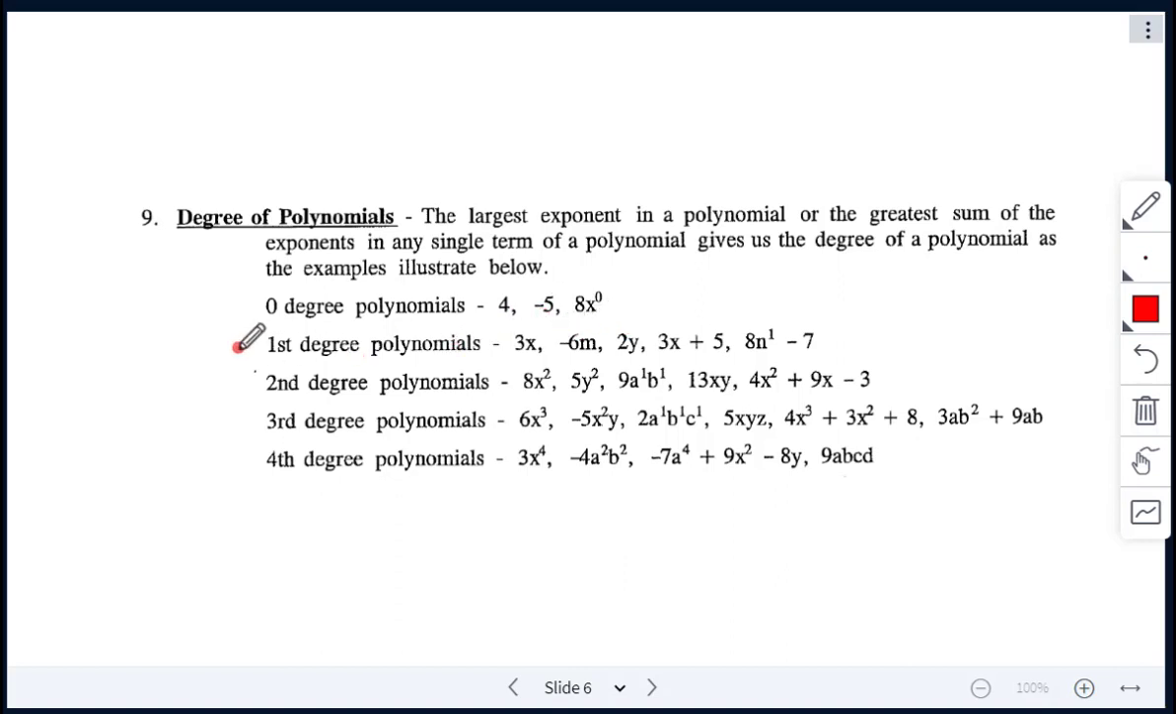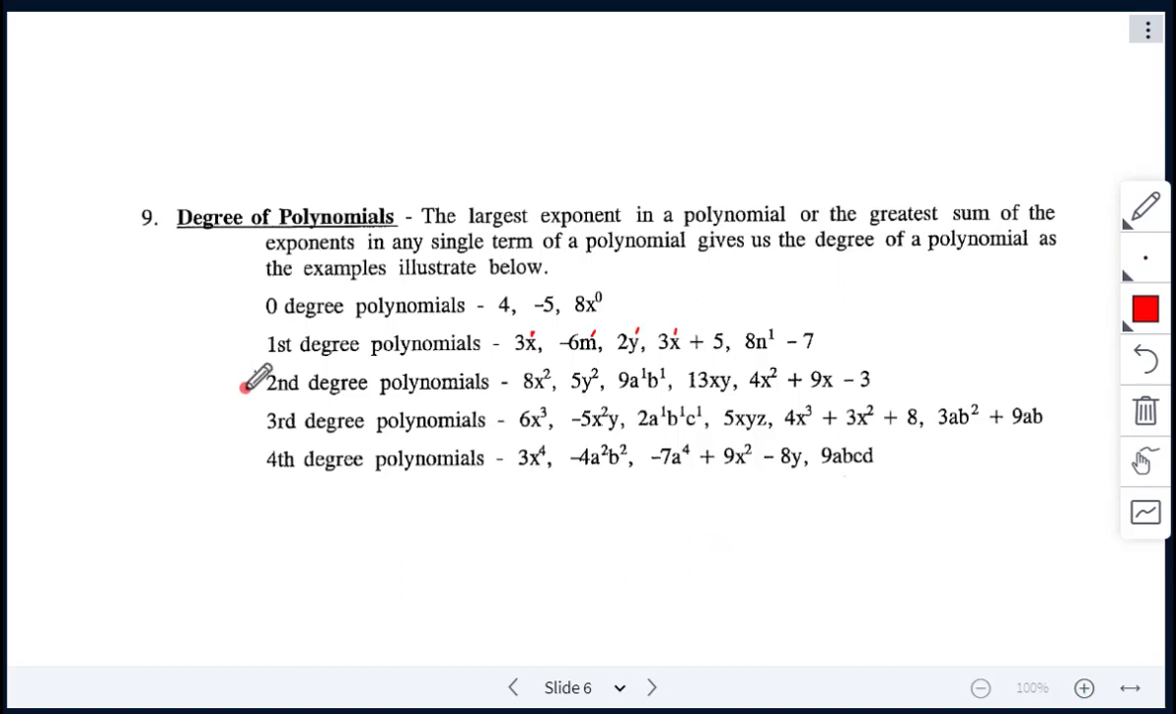Here we have first degree polynomials. So for example, 3x, that's x to the power of 1. So therefore it's the first degree. Negative 6m, first degree as well. 2y, first degree. 3x, first degree. This one already has the exponent of 1. So those are all first degree.